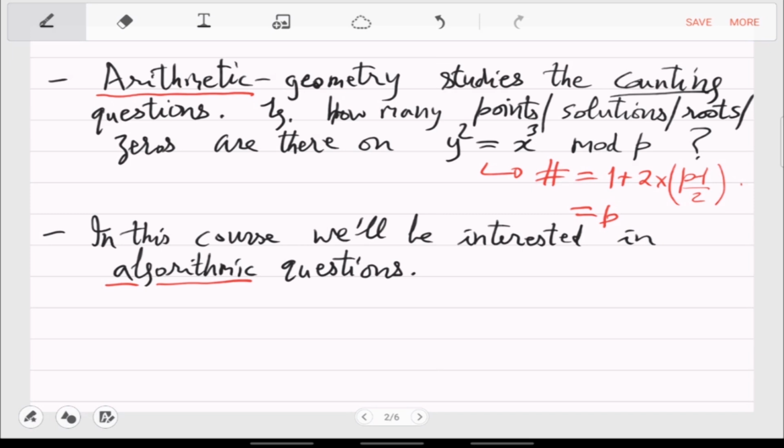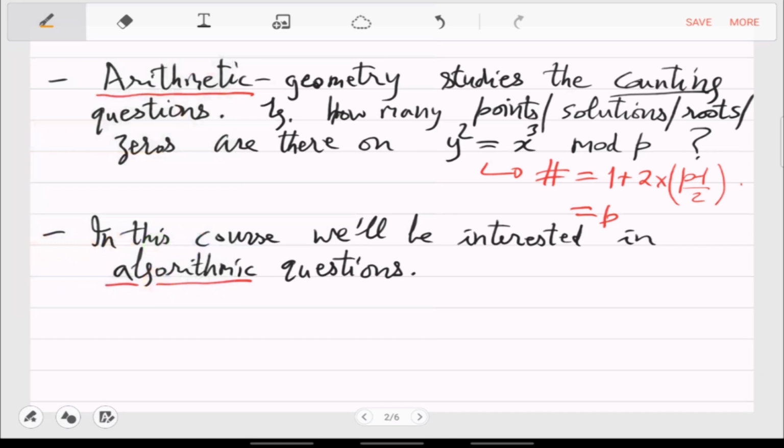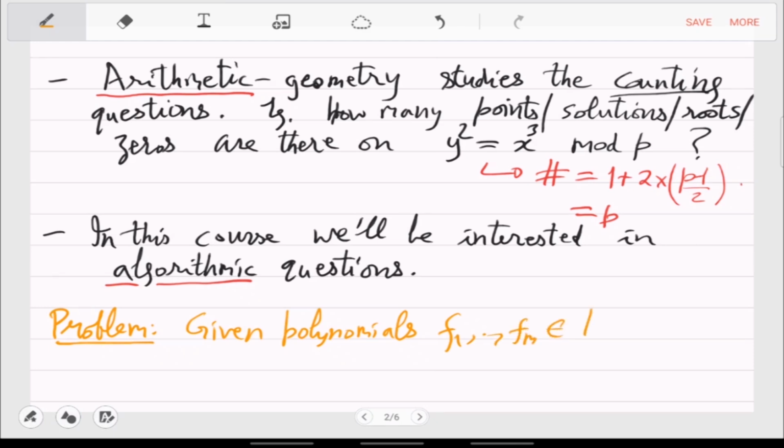But overall, the end goal is that you see some algorithms in this course and how they are applied in, let's say, cryptographic applications, or how they are applied in error correcting codes. So here is a concrete question that motivates this general area. You are given polynomials over some finite field.